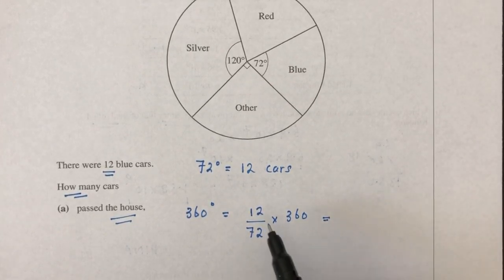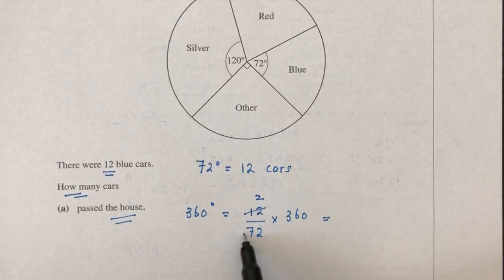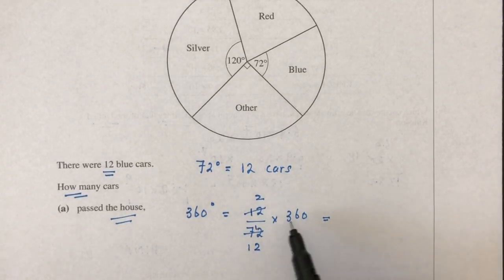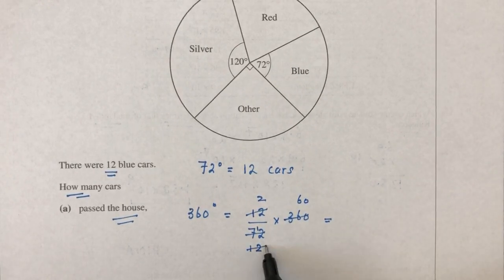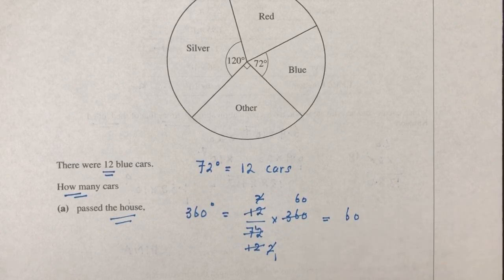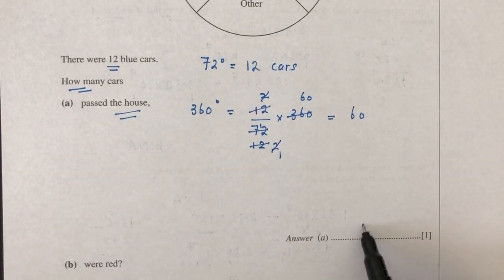So let's divide. Divide by 6, that will be 2. Divide by 6 again, that will be 60. So the answer is there were 60 cars in total that passed the house.